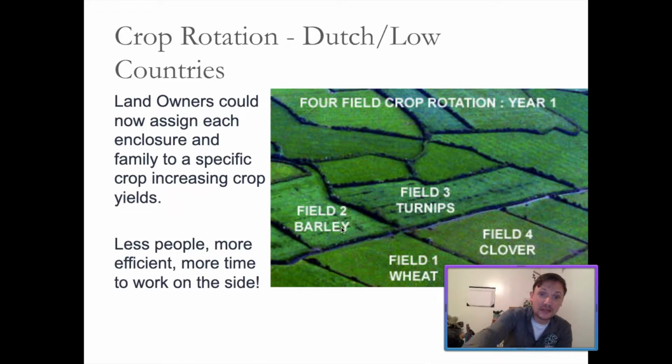And what you would do is you would now move field one to field two next year, field two to field three, field three to field four, field four to field one, right? And you would just rotate your crops. And it kept the dirt better, more plentiful, more oxygenated, with better nutrients. And so it would grow more things. And all you had to do was move it from one enclosure to the other. Genius, right? Landowners can now assign each enclosure and family to a specific crop, increasing their yields, right? Again, less people, more efficient, more time to work on the side.